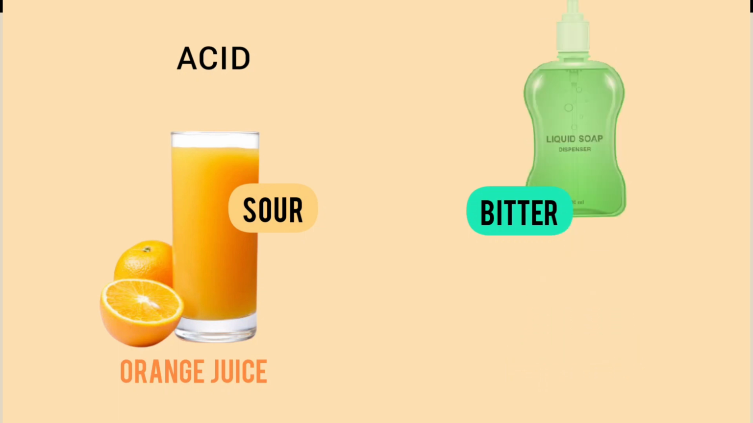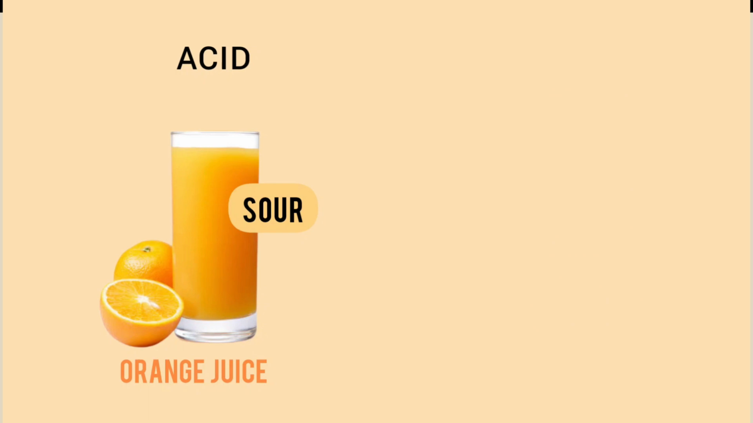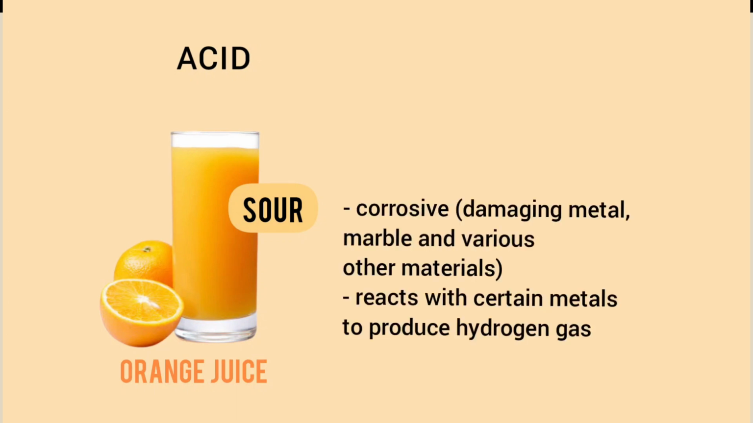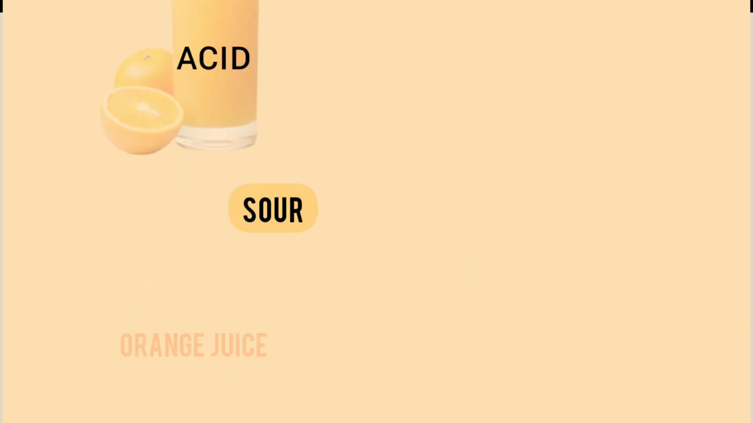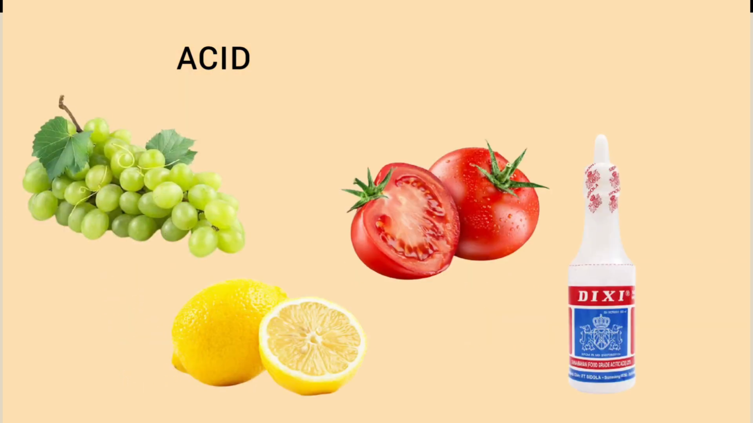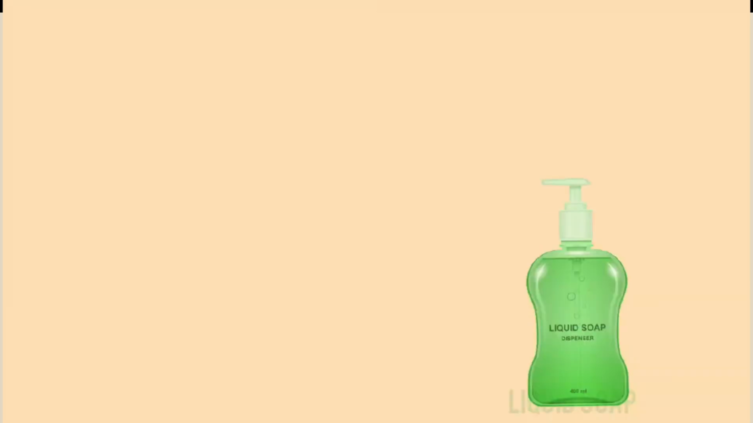Let's get to know about acid. Acidic substances have several characteristics. Apart from having a sour taste, acidic substances are also corrosive, damaging metal, marble, and various other materials, and react with certain metals to produce hydrogen gas. There are many things around us that are acidic, including grapes, lemons, tomatoes, vinegar, and many more.